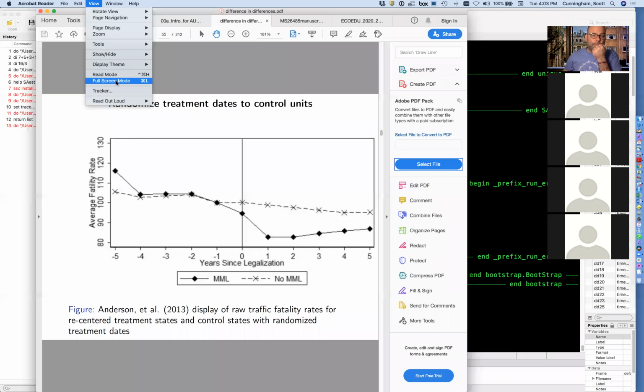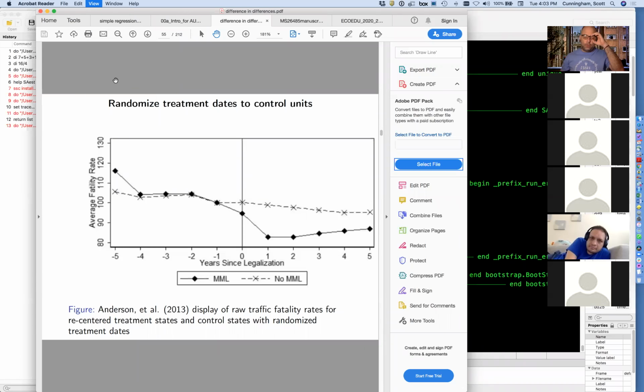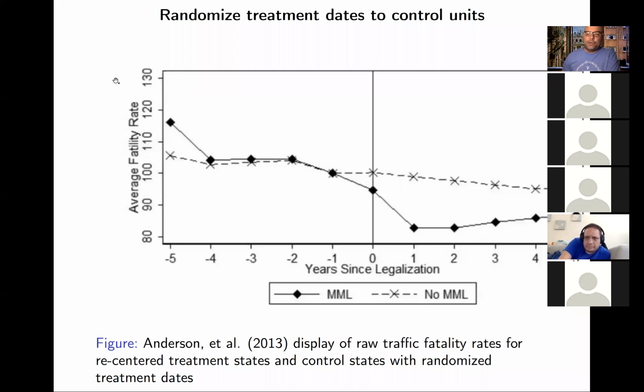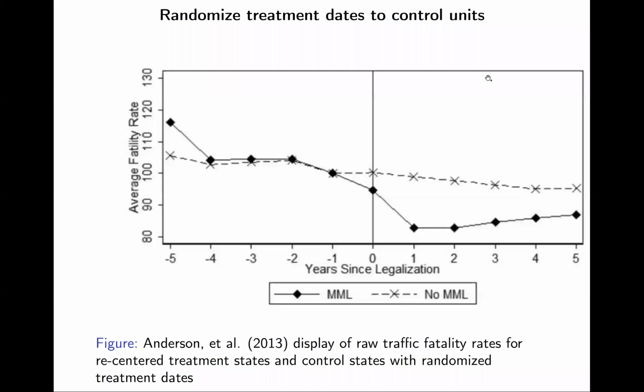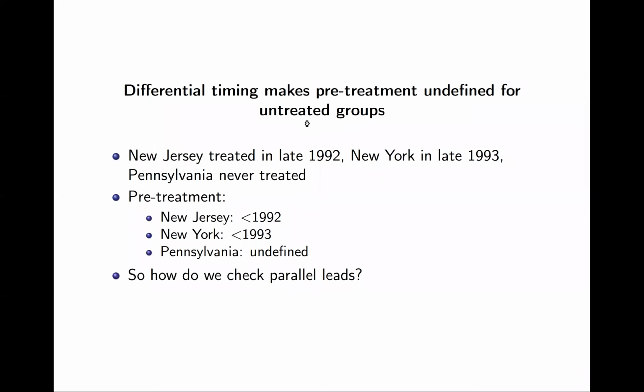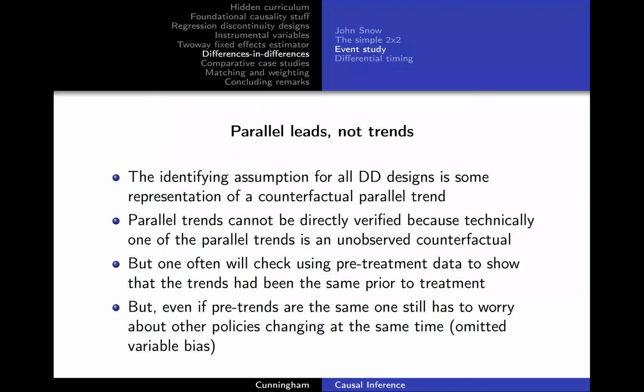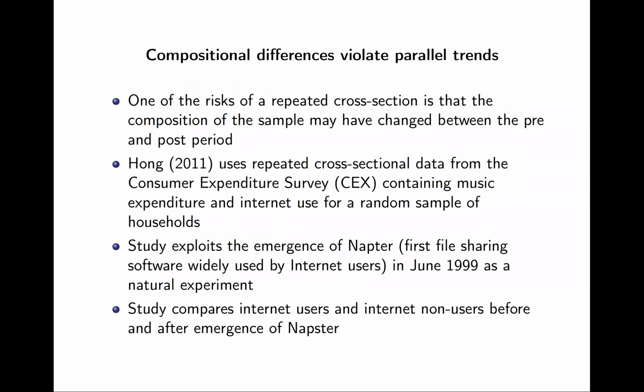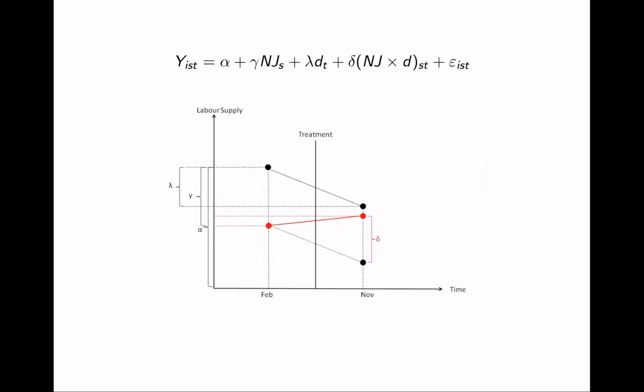All right, so the nature of the diff-in-diff, as we said, is the parallel trends assumption. And remember, the parallel trends assumption is a counterfactual assumption. So it looks like this. Just as a reminder.